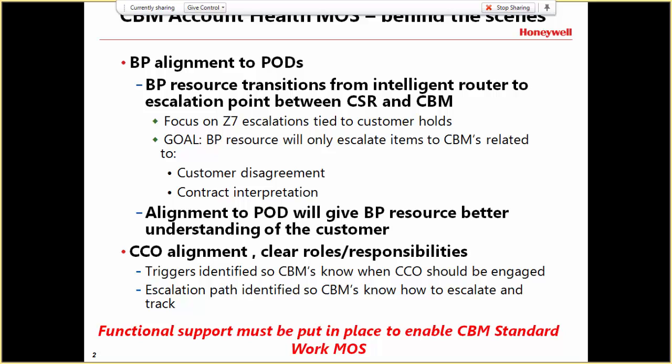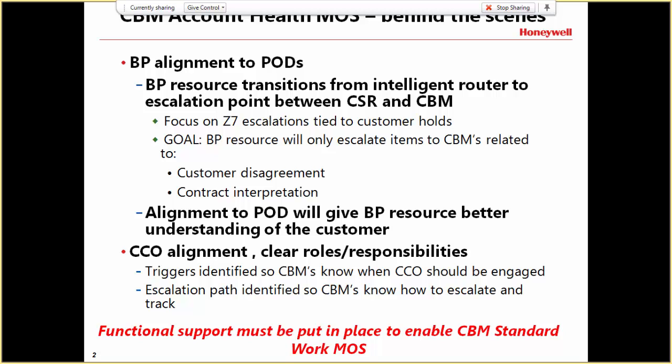So two things. When we wanted to deploy account health management in a consistent way across all of our CBMs, we knew that we can't just ask people to do something without trying to support or rearrange how we do things on the back end. So there's two key things that we tried to do. We looked at the BP alignment to pods, and the second thing is our CCO, our customer contact operation alignment, how they interface with the CBMs and how we can improve that.